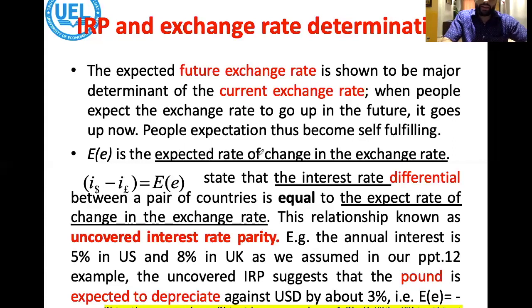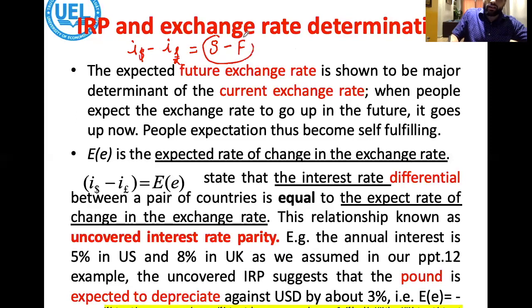So now the expected rate of change of the exchange rate will equal the interest rate differential between two different countries. So it means the interest rate differential between the pair of countries is equal to the expected rate of change in exchange rates. Now what does it mean? It means, what we studied before, we studied that the difference between the interest rates of two countries is equal to the difference between the spot rate and the forward rate.